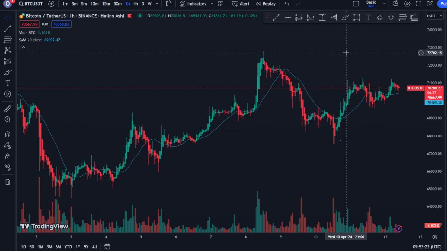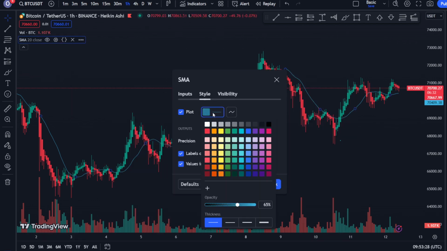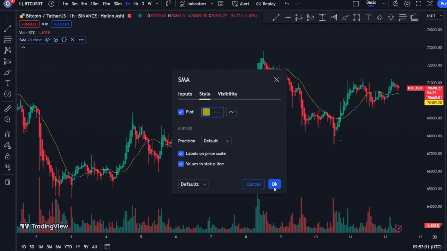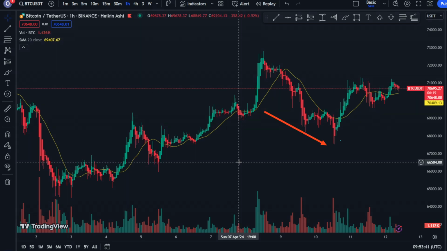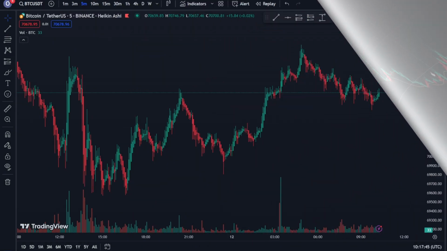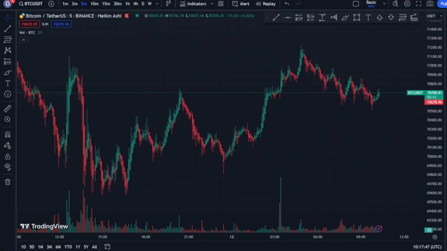I like to change the color of the moving average line to yellow, because it looks more clear, but you do as you wish. If the current price is above the moving average, the trend is bullish. If the price is under the moving average, the trend is bearish. It's that simple. Let's start with the market order strategy first.